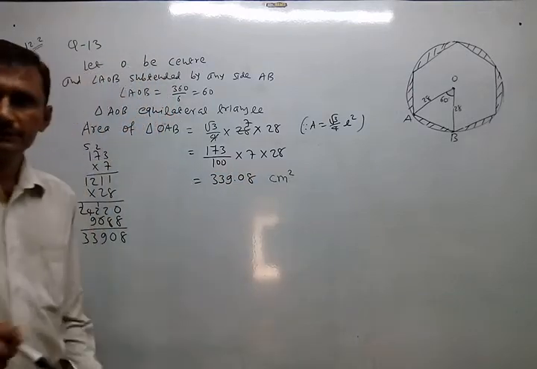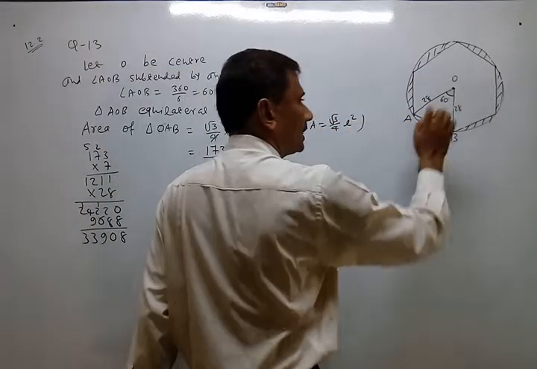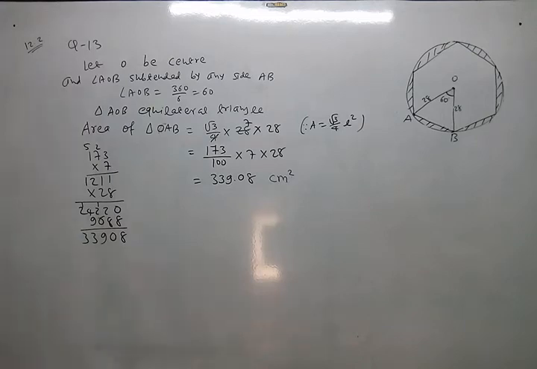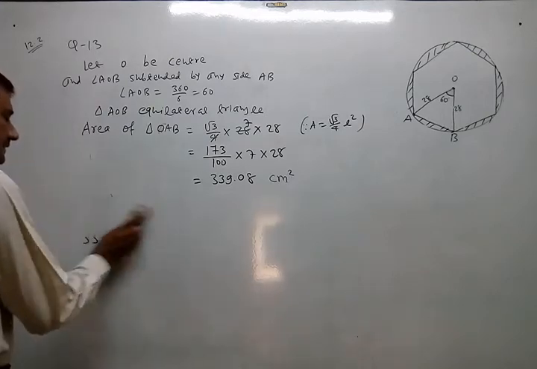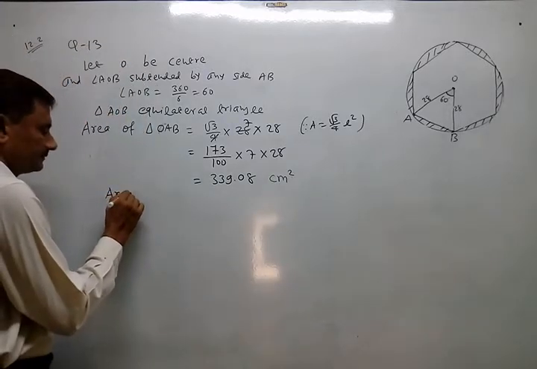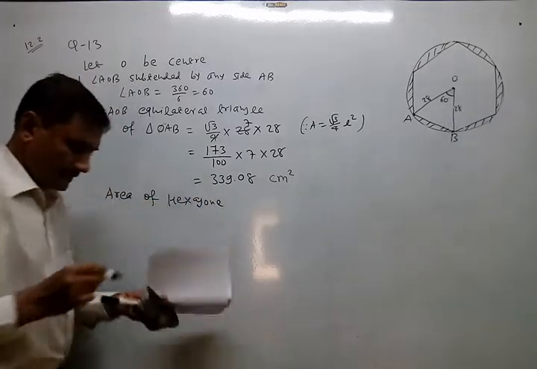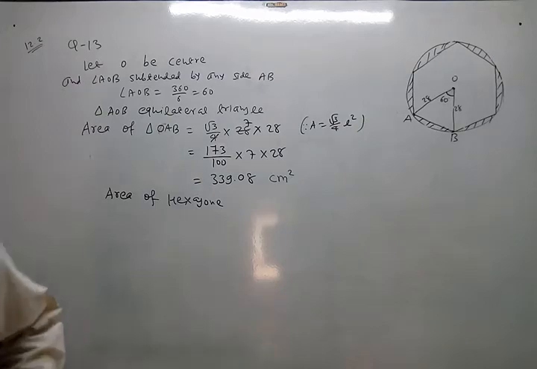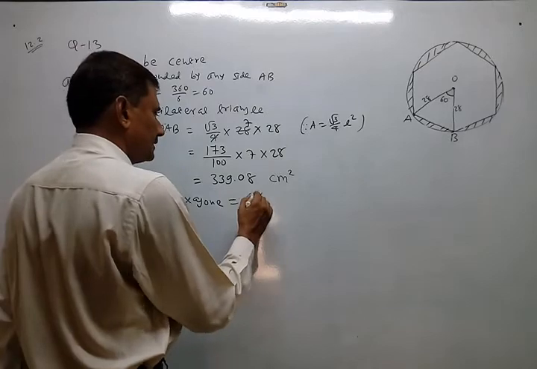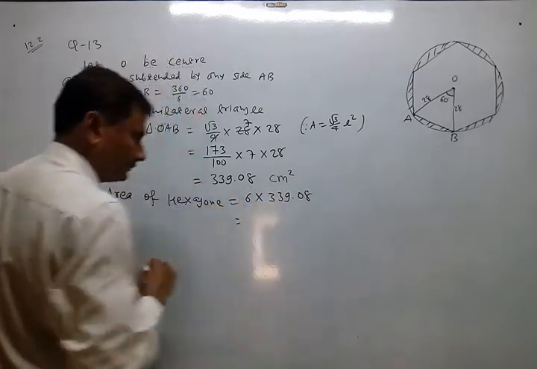But this is not the answer because it is the area of the triangle only. Now we want to find the area of the hexagon. So the hexagon is 6 times this. Now write down: area of hexagon is equal to 6 times this, so 6 multiply 339.08.